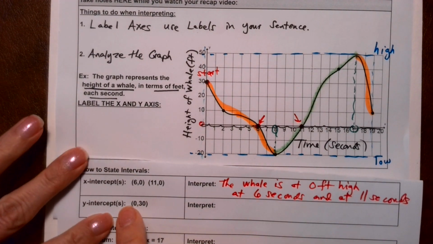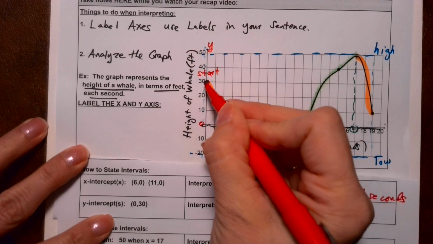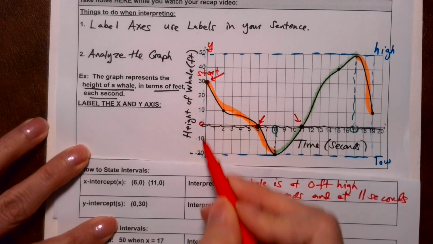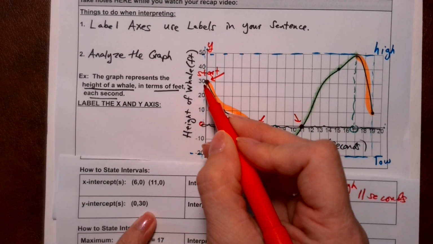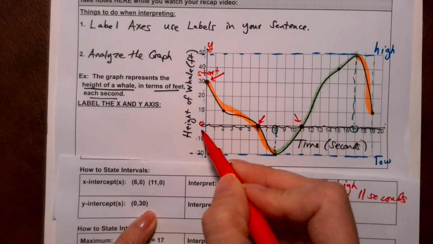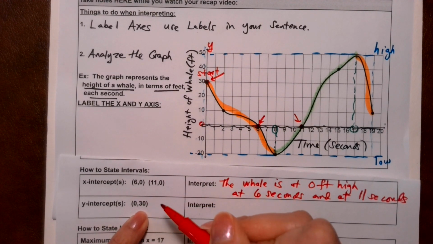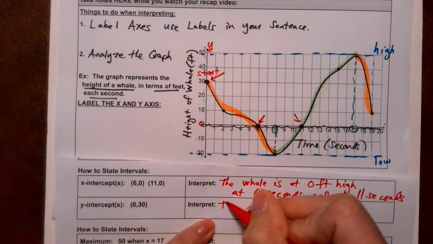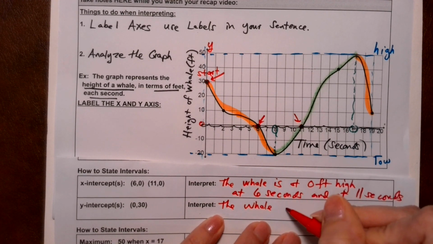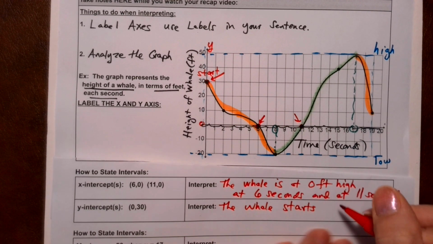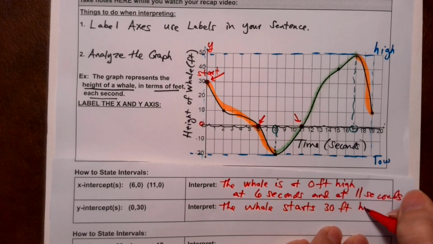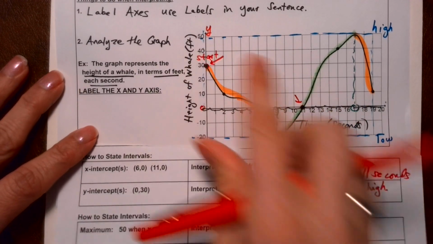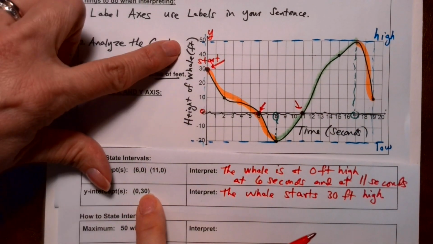What about the y-intercept? On the y-axis, here's the y-axis. Here's the y-intercept. What's happening to that whale? You could say at 0 seconds, he's 30 feet high. At 0 seconds. That's the 0, and that's the 30. Or you could say he starts. You could say starts, and that means 0 seconds. The whale starts 30 feet high. You could say 30 feet above the water. He starts 30 feet out of the water high, but you have to say 30 and the feet.